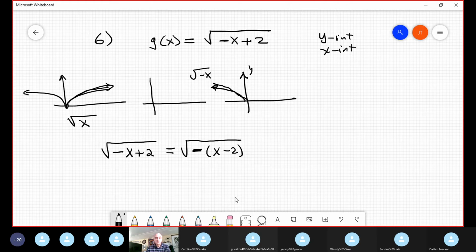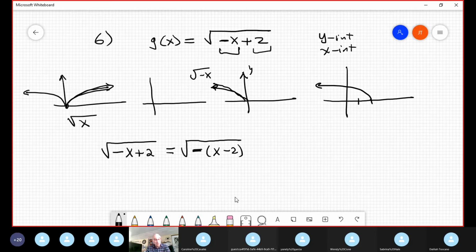And finally, minus 2. You need to remember that when the operation is inside the parentheses, it is a horizontal shift. Is minus, so to the right 2 units. So the final answer is something like that. 1, 2, and that direction. This is the graph of this. So transformation number 1 was reflection, and transformation number 2 is not clear.